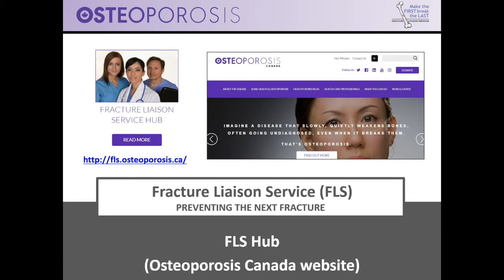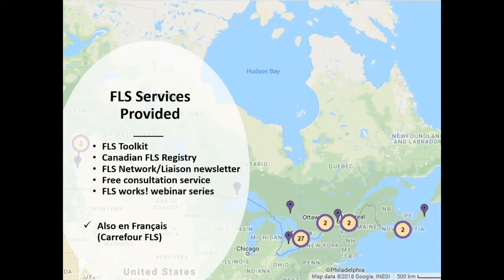We, as an FLS across the country, try to provide a variety of services, and they include a toolkit that's available from the website that has a wealth of information. We also have a registry that lists all of the 46 sites that are so far existing for FLS in Canada. We send out a regular newsletter called The Liaison, and we are also more than willing to support any sites who are hoping to get a start on a new FLS with our free consultation services. Many of our resources are available in French, and we hope to continue to develop more of them into French.